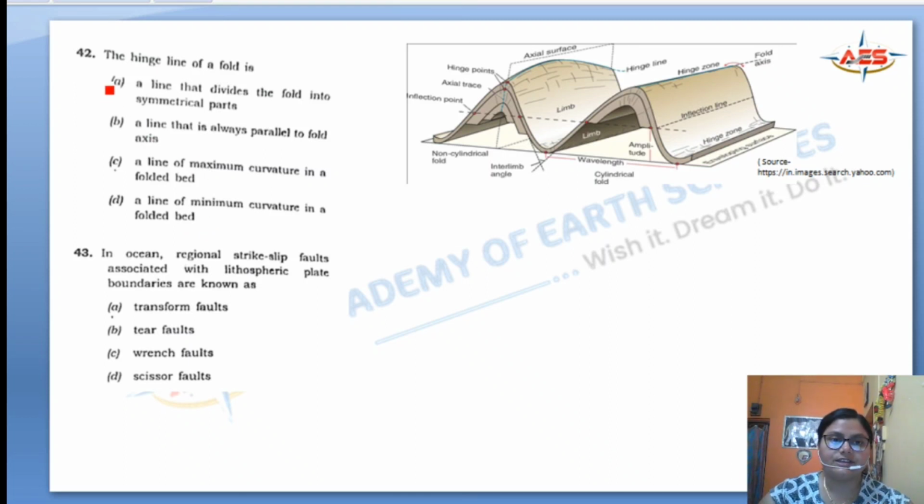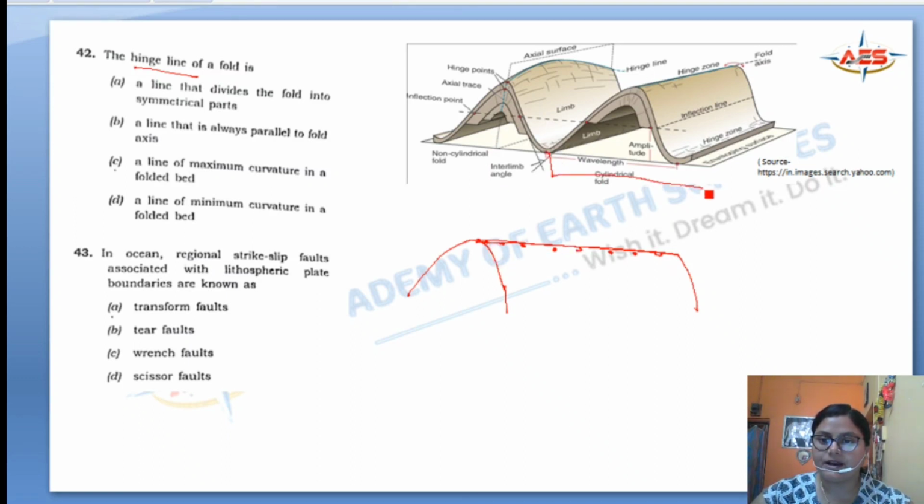Okay. Now see, what is a hinge line? Hinge line is the line that joins the points of maximum curvature in a folded bed. ये क्या है? ये line जो है, ये hinge line है. Okay. Now you can see in this figure that this part is a cylindrical fold.